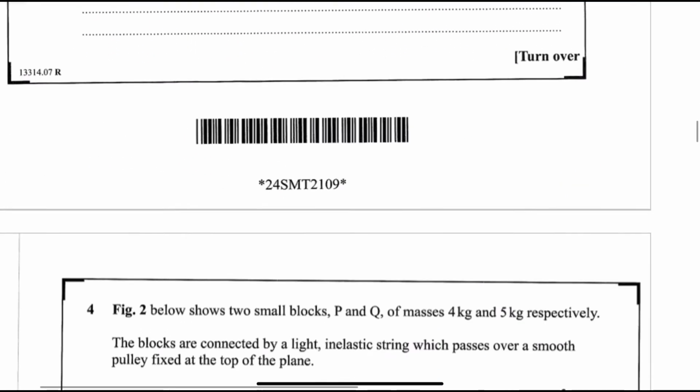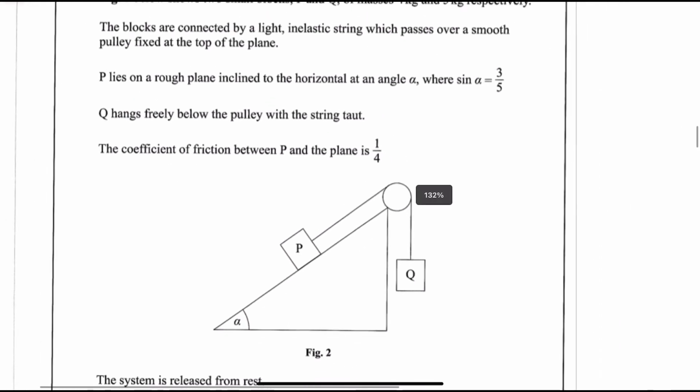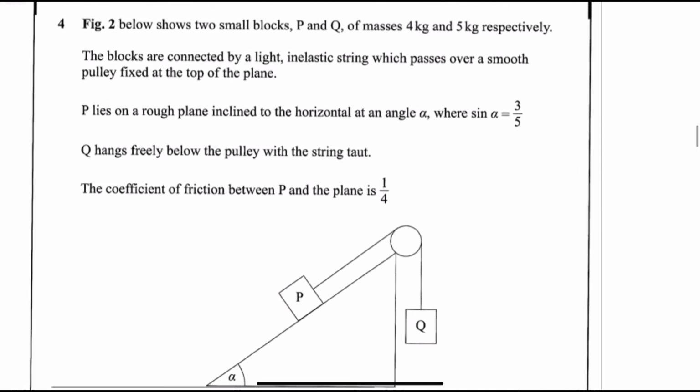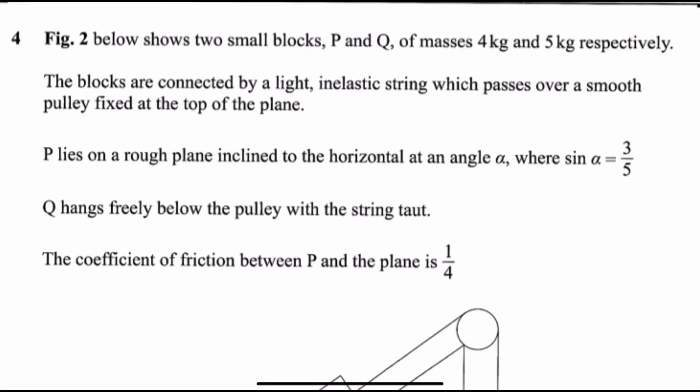I think this is the last of our mechanics questions, and then we're on to statistics. It says in this one, this figure shows two small blocks, P and Q, of masses 4 and 5 respectively. The blocks are connected by a light inelastic string, which passes over a smooth pulley fixed on the top of a plane. P lies on a rough plane inclined to the horizontal at an angle alpha, where sine alpha is equal to 3 over 5.